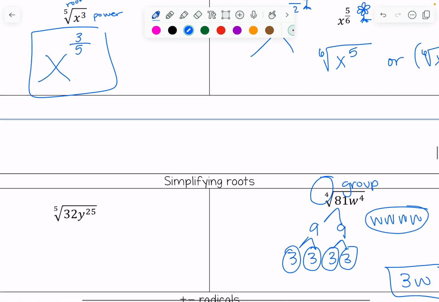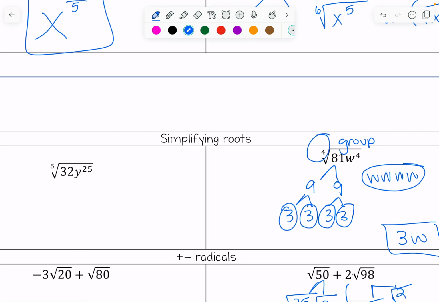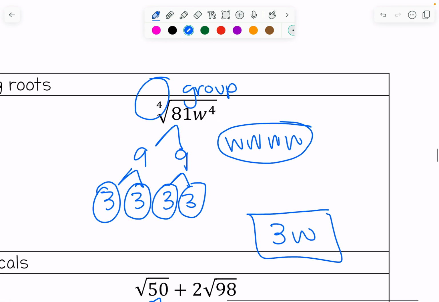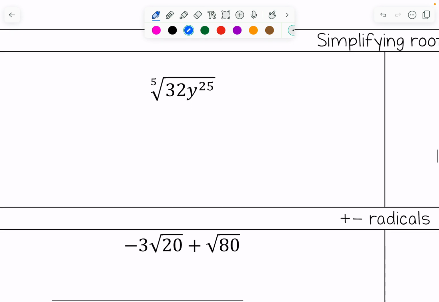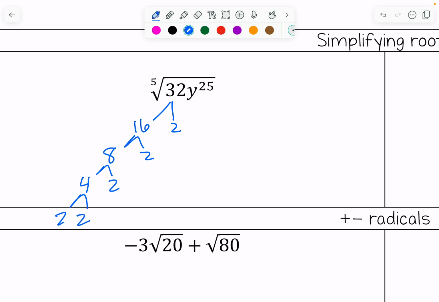Okay, let's go ahead and simplify our radicals. Now for this one, when I saw that it had a root of 4, I needed to find groups of 4. So I found a 3 and a W. Let's go ahead and check over here what we have. We're looking for groups of 5. So let's break this down. This is broken down to 16 into 2, 8 into 2, 4 to 2, and 2 to 2. Okay, that's broken up all the way.